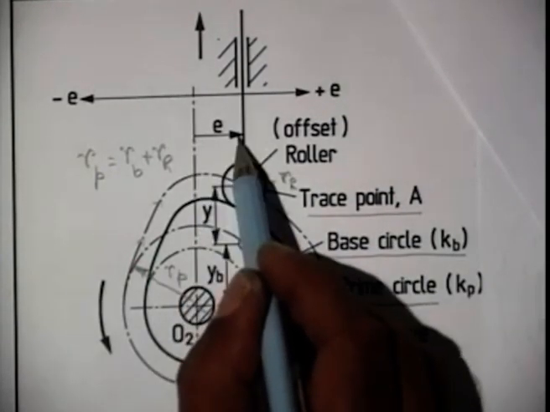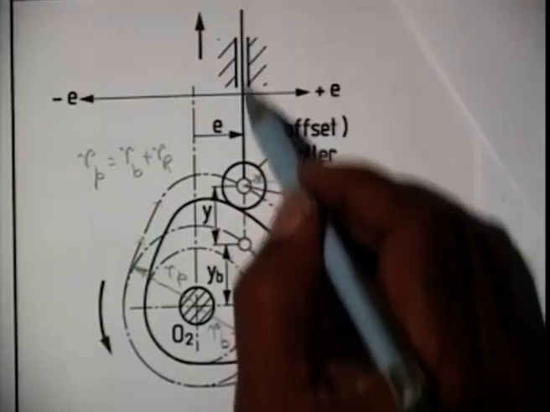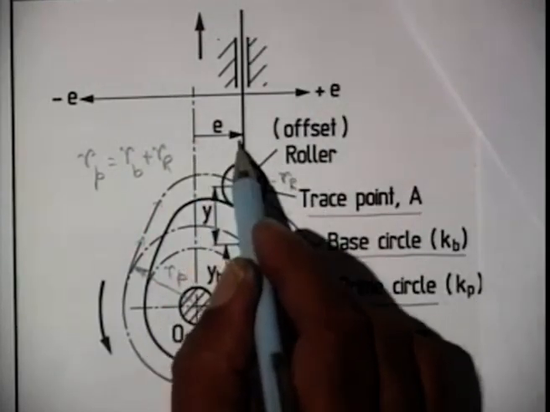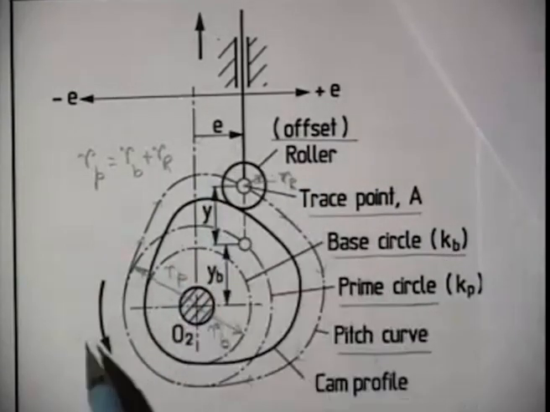And this distance, that is between the vertical line through this camshaft center and this vertical line of the follower movement, this distance is called offset. This is the positive offset for counterclockwise rotation.